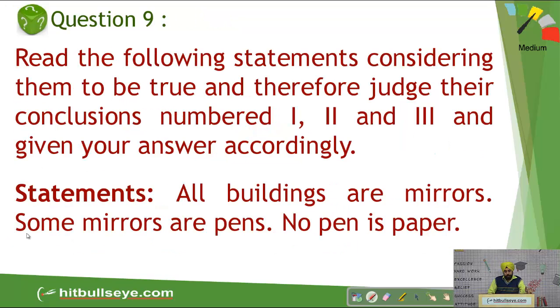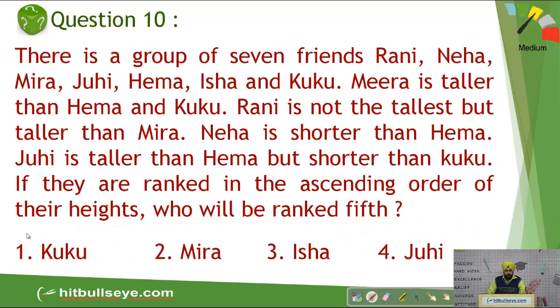So students, this is another question on syllogism. So you can try this question on your own, followed by the conclusions. Then, this question is talking about 7 friends. Mira is given to be taller than Hema. So M you can say is taller than H as well as K. R is not the tallest but taller than M. Or R is given to be taller than M. After that, N is shorter than H. As H is already placed here, let me write it here. Now N is shorter than H, means H is taller.